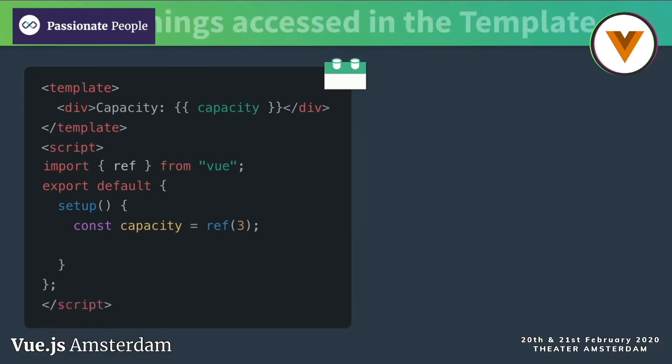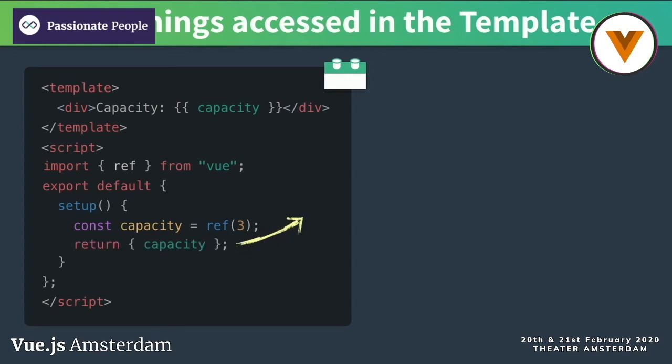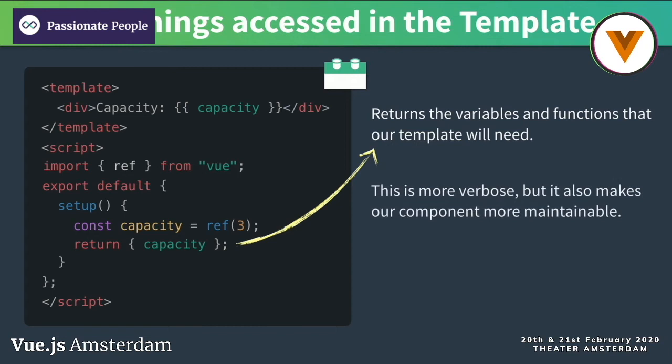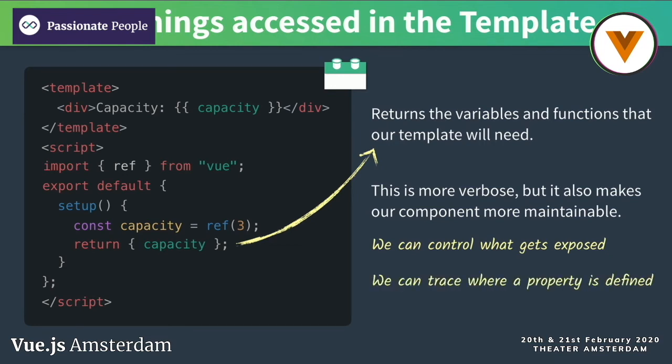All right. Now, the next step here is we need to return the variables and functions that our template will need. So we need to specify that the template up above needs access to capacity. Now, we didn't need to do this before with Vue 2. But there's a big benefit you get from specifying what the template gets access to. It makes our component more maintainable, and now we can directly control what gets exposed, and it makes it easier when we need to debug.